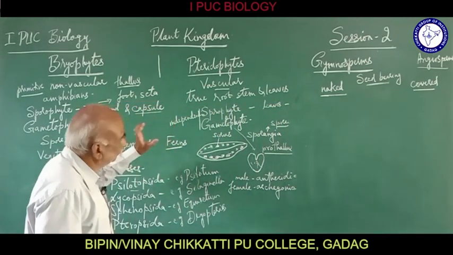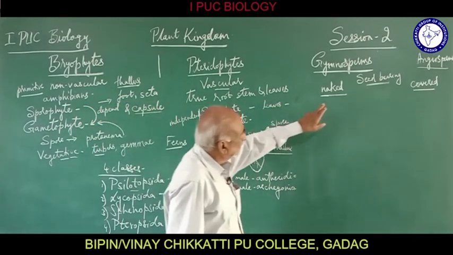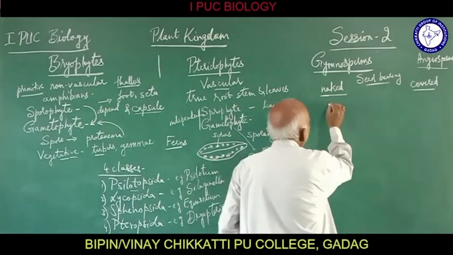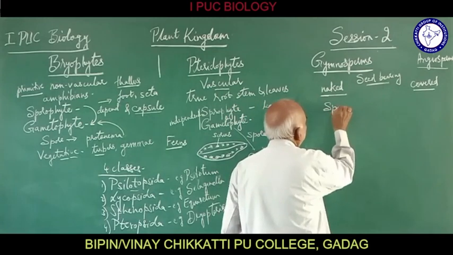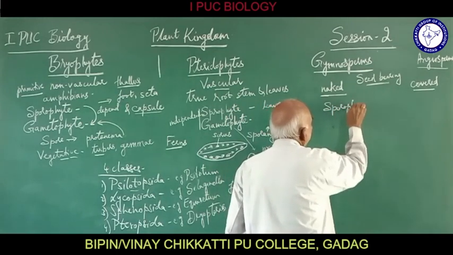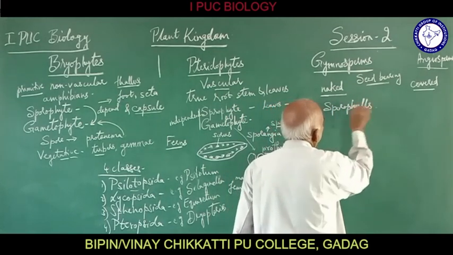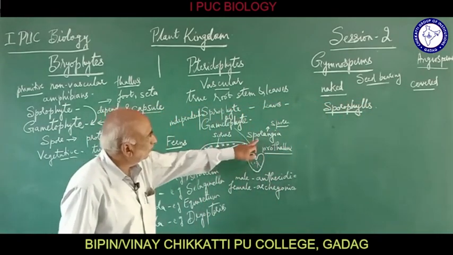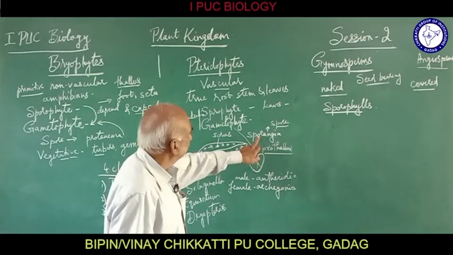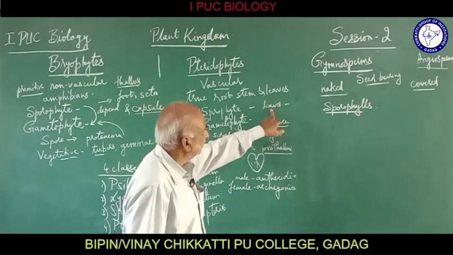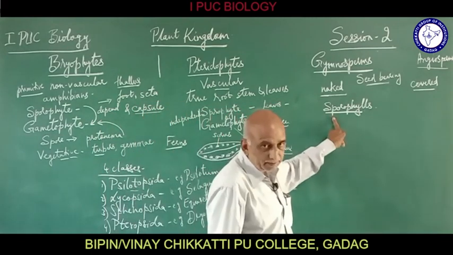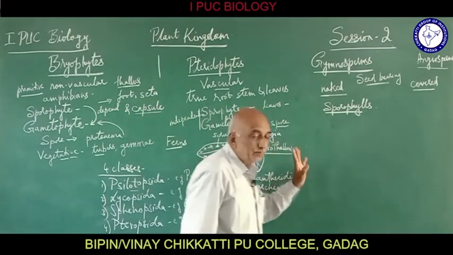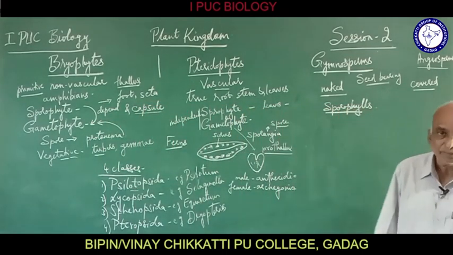Here also we come across the sporophyte and gametophyte. But the sporophyte, which contains sporophylls, here also we come across the sporophylls. The sporangia are present in the leaves, which are called sporophylls. Here also sporophylls are there, but these sporophylls are not present in the leaf, but they are separate.